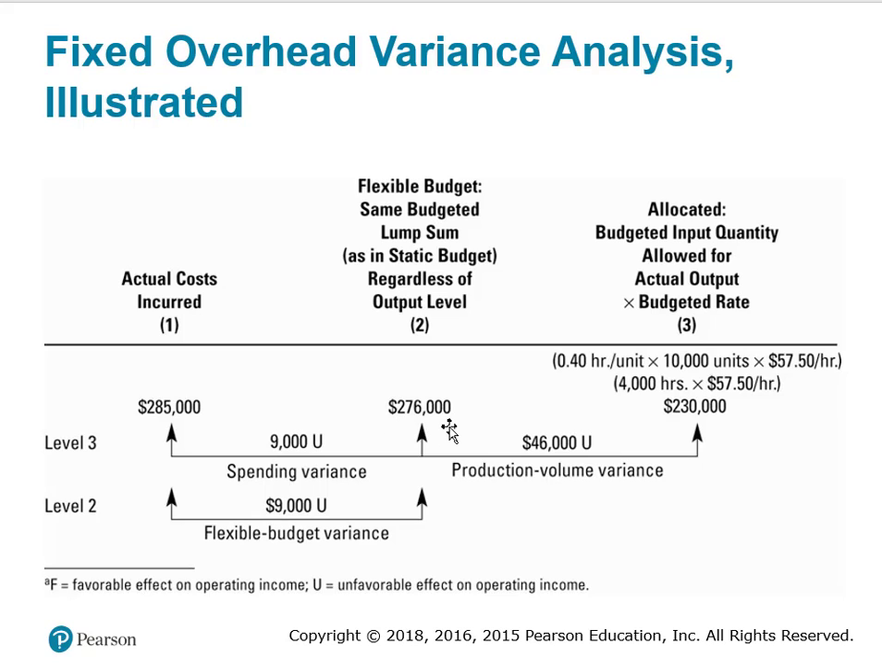Regardless of output level, we budgeted 276,000. But if we look now at the budgeted input for the actual output, times the budgeted rate, I've got 0.4 hours times 10,000 units, and our budgeted rate is 57.50. So what was allocated was 230,000. We allocated 230,000 and the budget was 276,000. So then you've got $46,000 unfavorable.